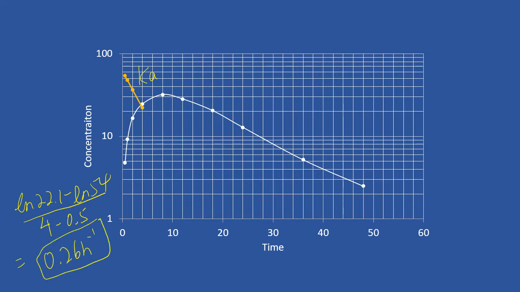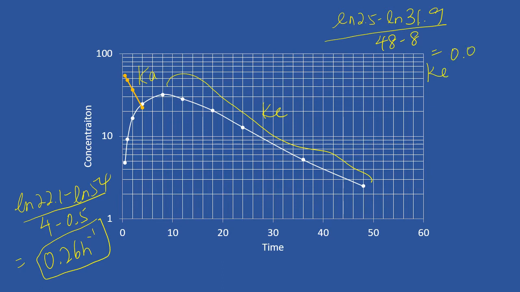And then for the Ke, starting from this point over here to this point, my calculation will be ln 2.5 minus ln 31.9, divided by the time frame 48 minus 8. With that, your answer for Ke will be 0.064. Okay, so we managed to find Ka and Ke.